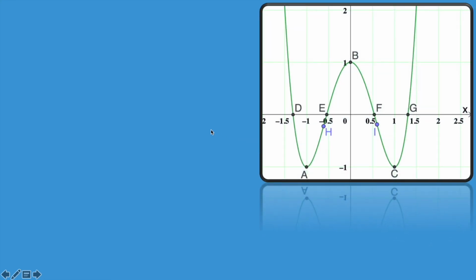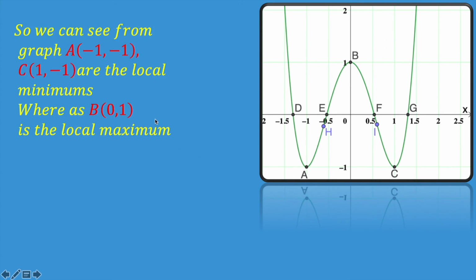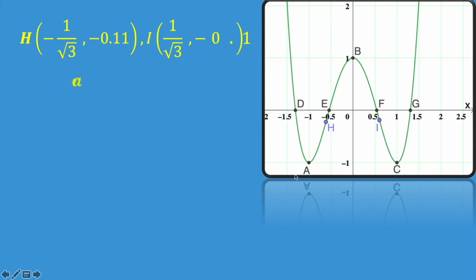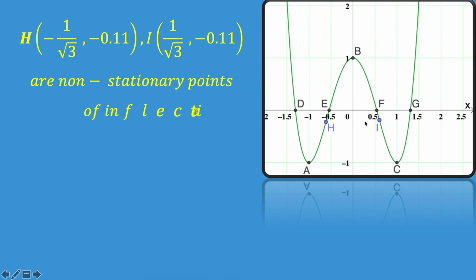Let's see the graph with the help of technology. This graph is drawn with the help of GeoGebra. So we can see from this graph the points H and I are the non-stationary points of inflection, points A and C are local minimums, and point B is the local maximum.